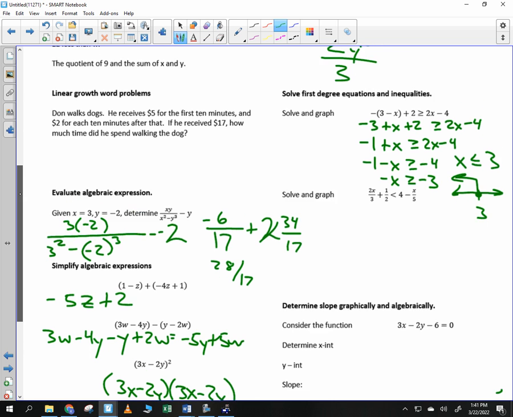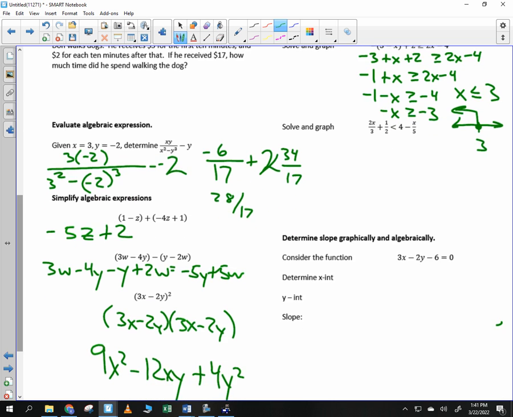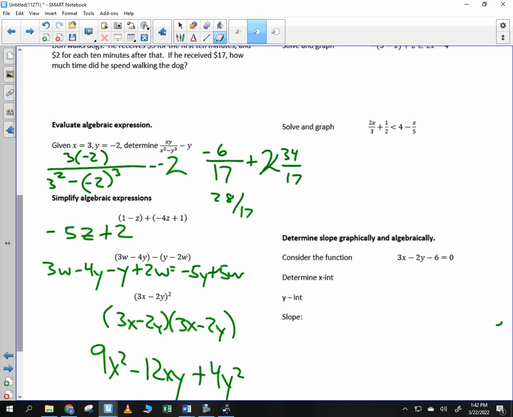Yep. How about for the next one, solving graphs? Suppose you had that. We know how to do the solving, but this one has fractions. How would you deal with fractions? What is the common denominator? 3, 2, and 5? Oh, try again. 30. Thank you.